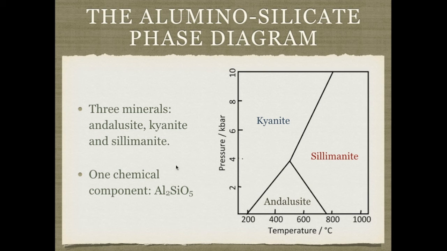All these minerals have exactly the same chemical formula, Al2SiO5. That's aluminosilicate. So that one chemical formula describes the whole phase diagram. There is only one component in the system.